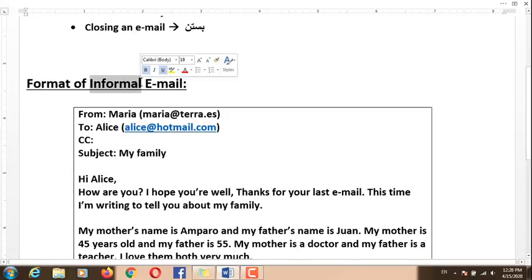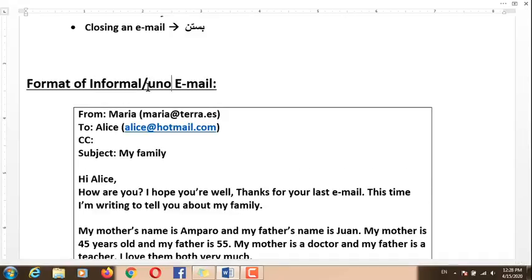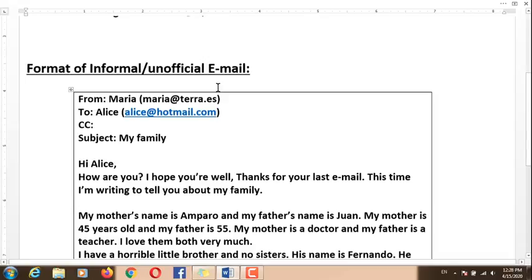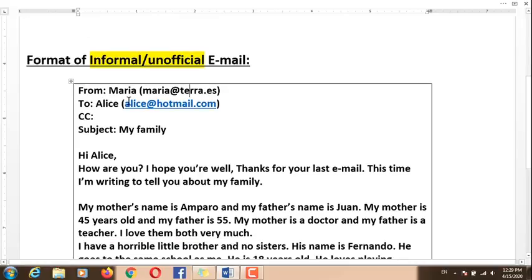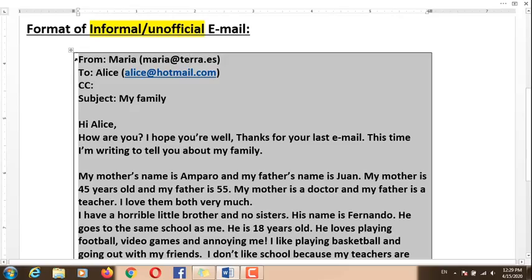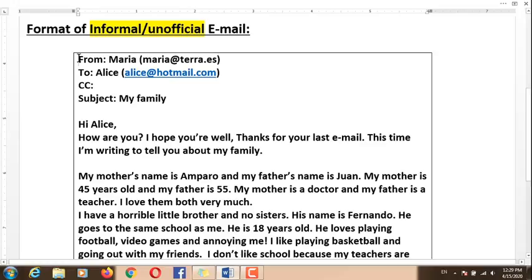Let me write. This is unofficial. Unofficial means not for government use. You write informal email to your friends, your family members, and all of them. Okay, first of all, when you're opening your email box, if it's Gmail, Hotmail, Live, UK Mail. Now here, look at this one. This is Terra.es. This is another browser. Okay, so this is another domain.